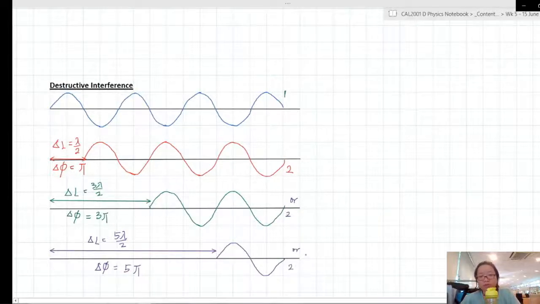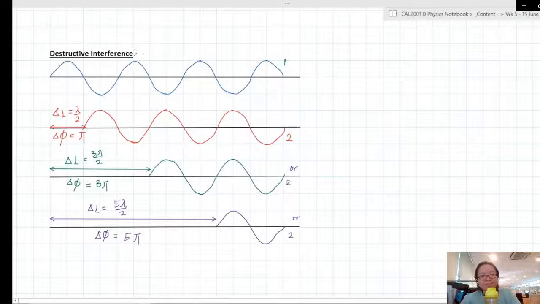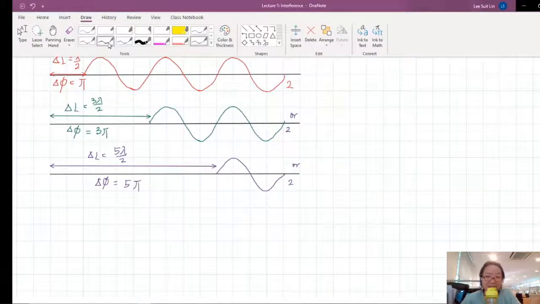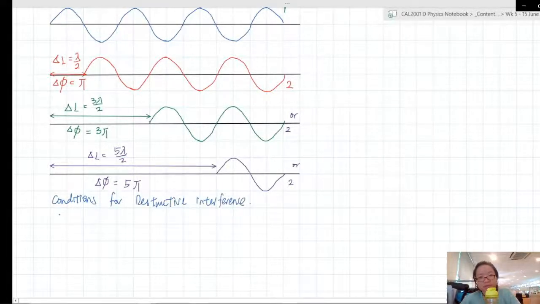So now we can also write out the general conditions. Okay, you can see a progression here lah. This is an arithmetic progression. Alright, destructive interference is also known as minima. Also known as, for light, it will be dark. For sound wave, it will be soft sound or... Okay. So the conditions for destructive interference.